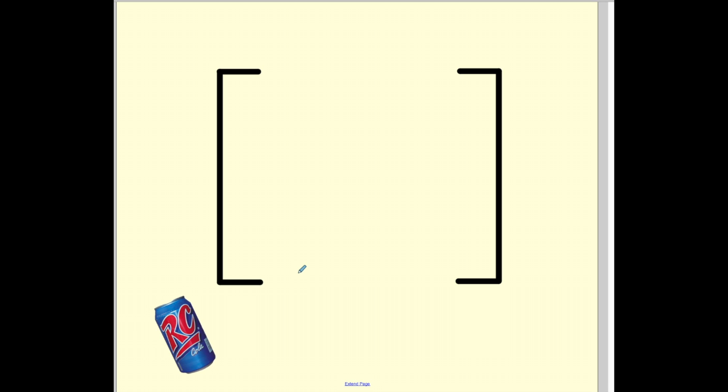Okay, this lesson is going to be about matrices. And what we've got here is one big giant matrix.